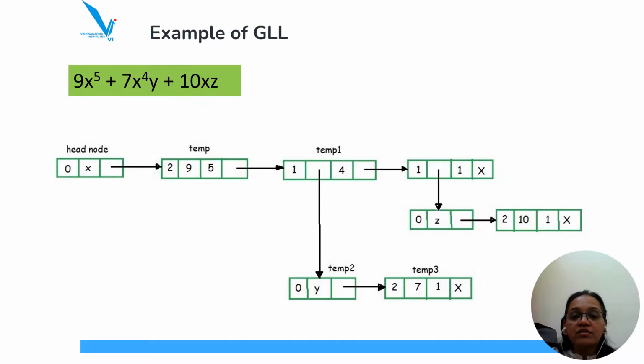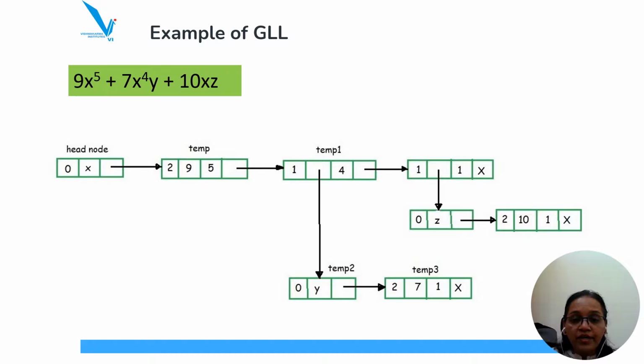Why 1? Because the down pointer is available. Down pointer available means there is not only an x term, there is a y term also, and for the y term you need a separate node, so you have to have a down pointer. So we have to set flag equal to 1. Flag 1 means that you have another variable available, that is y.